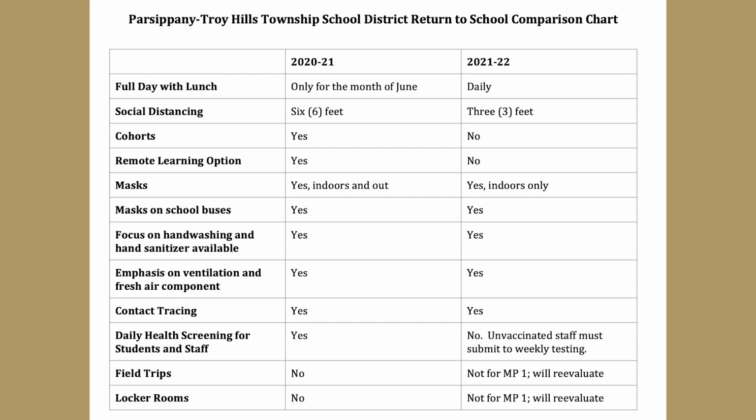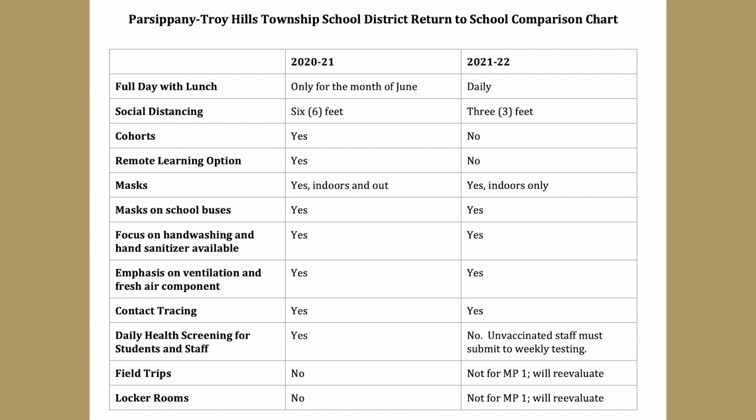If we offer just a high-level comparison between last year and this year with some of the requirements that are in place: a full day of school with lunch last year, that was only for the month of June. This year, it's daily. Social distancing last year was a 6-foot requirement. This year, it's a 3-foot requirement. Cohorts were required last year and not this year. Remote learning option was required to offer to parents last year. We are not permitted to offer that this year as per the Department of Education.